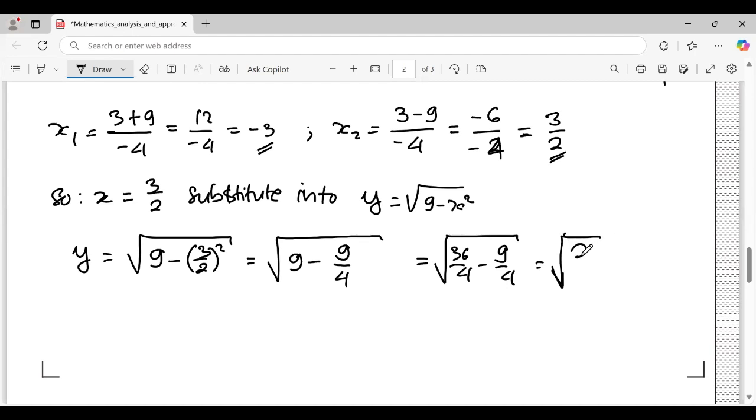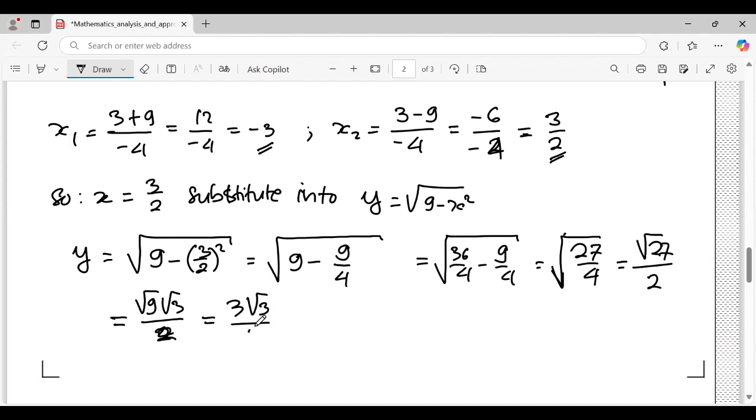Square root 27 over 4. Or it is square root 27 over square root 4, which is 2. Square root 27 is square root 9 times square root 3, divided by 2. So 3 square root 3 over 2. Okay. So y is 3 square root 3 over 2.